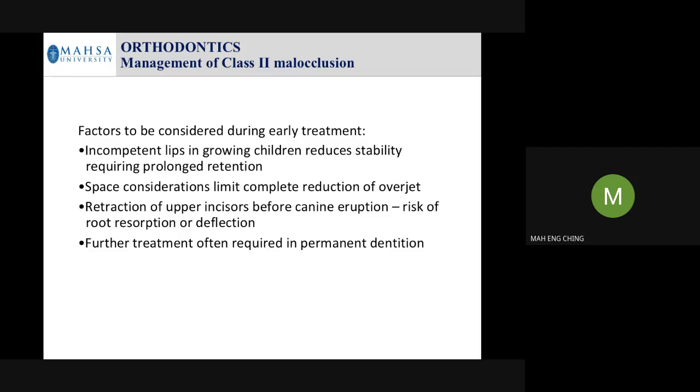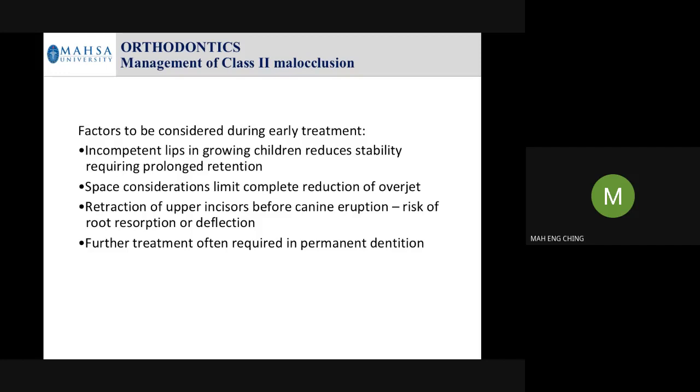Factors to be considered during early treatment: usually they have an incompetent lip in growing children, which reduces stability and requires prolonged retention. If you start too early, sometimes the result is not stable because the lip is not fully grown. Even though you reduce the overjet, if the lower lip is not covering the upper teeth, the result can be unstable. Some space considerations limit the complete reduction of the overjet. Sometimes patients have a median diastema, which is very common during the early ugly duckling stage. If you close all the gap, then that's the best overjet you can get.